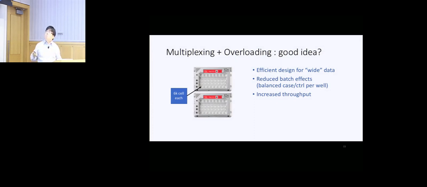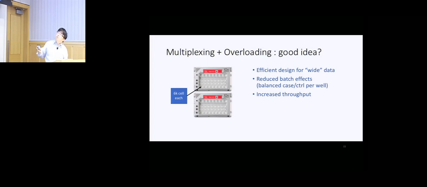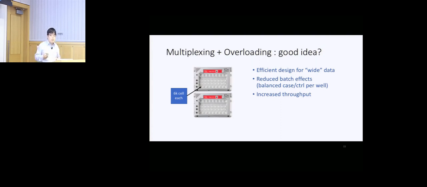So you can imagine, there's nothing wrong with imagining, let's say I have only $40,000 to do the experiment. So let's say I have money for only these 2 sets of wells, and I'm wanting to do the 96 samples. If I somehow can load 6,000 cells each from 6 samples together, that'll be really good. So this is a more efficient design for wide data.